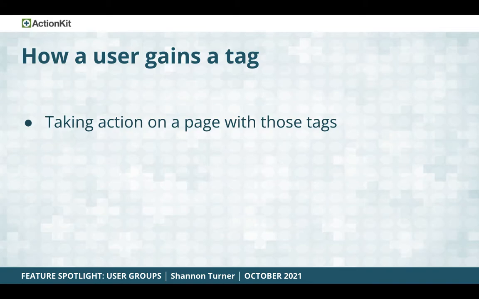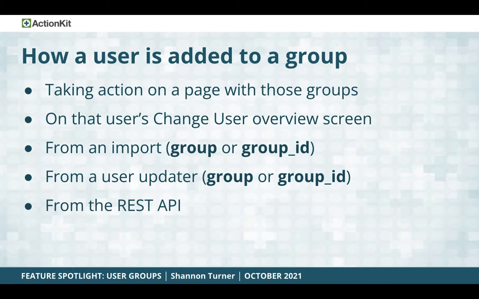Put it another way, how can a user gain a tag? There's only one way, and that is taking action on a page with those tags. That's it. But for adding users to a group, there's actually lots of different ways. You can take action on a page with those groups, or you can add users directly to a group on the Change User Overview screen. You can add users to a group with an import or a user updater using the group or group ID columns. You can also use the REST API.